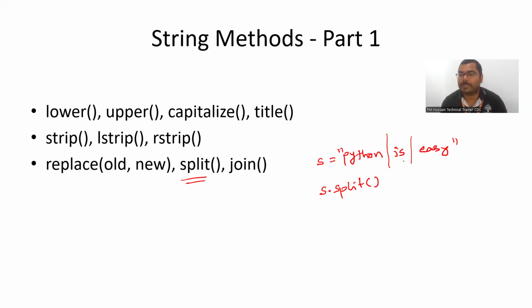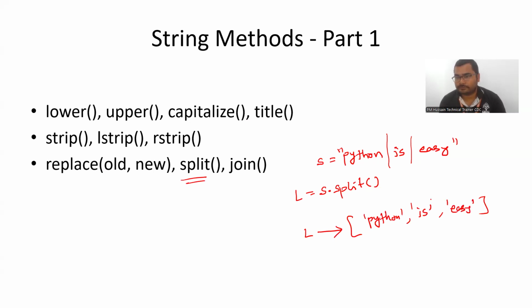Now after dividing, how many elements are there? Three elements are there: Python, is, and easy. So with these three elements, a new list is created. Now you can store it in a new list L. So L here will be a list with Python as the first element, is as the second element, and easy as the third element.